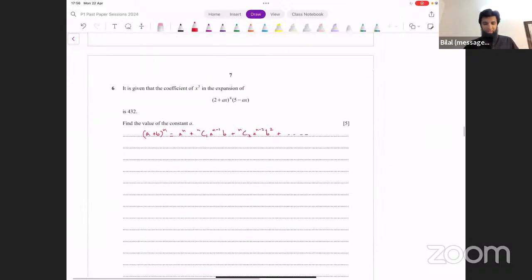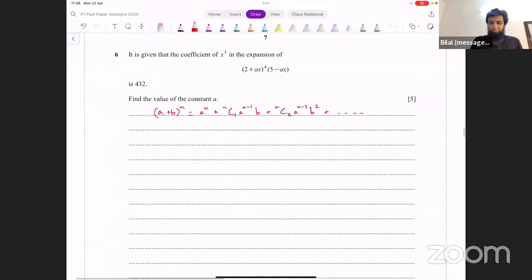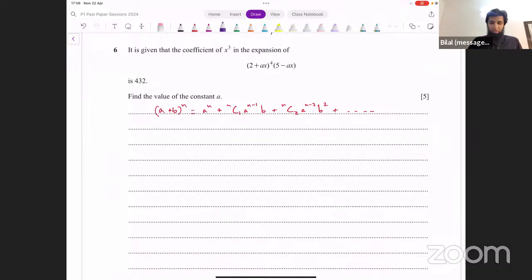All right, good. Question number 6. (a plus b) whole raised to power n. This is the formula that we've got. Now we're given the coefficient of x cubed in this expansion is 432. So we need to find the coefficient of x cubed in this expansion.